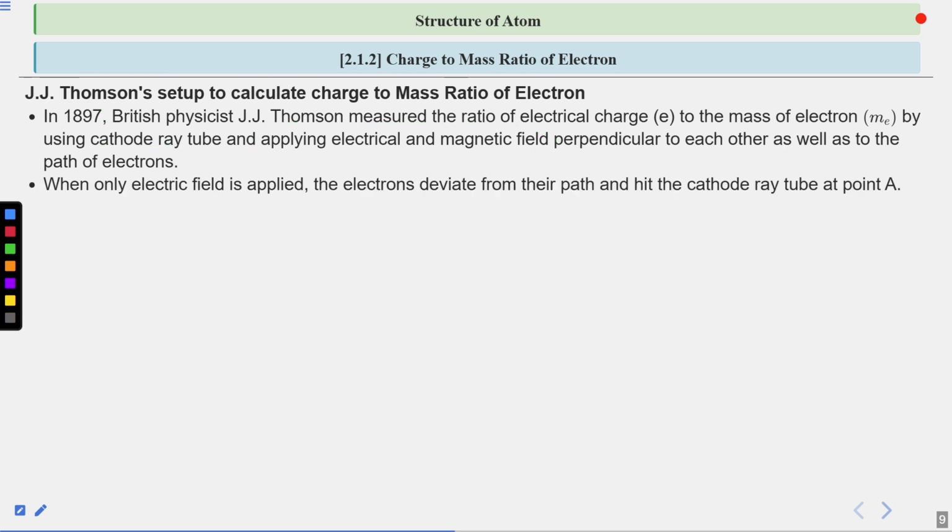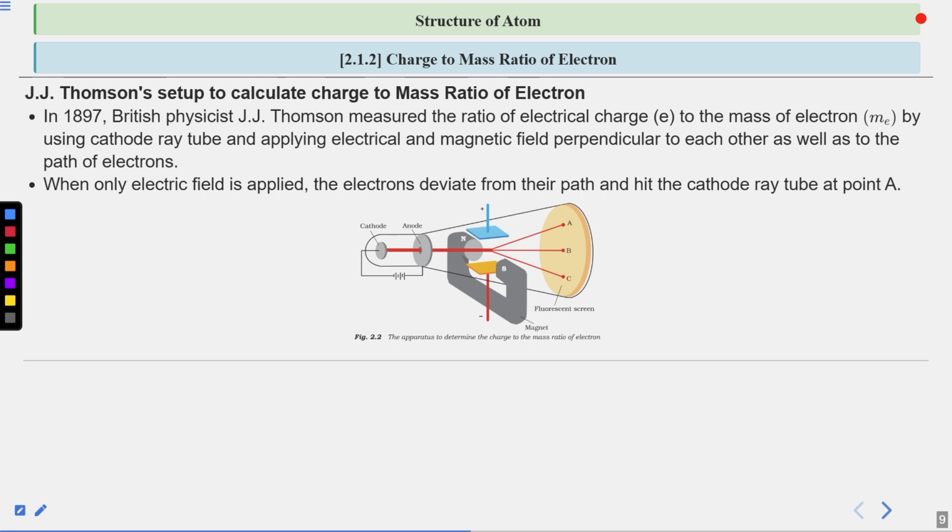Got it? Now two things are there. When only electric field is applied, the electrons deviate from their path and hit at the point A. So this is your J.J. Thomson experiment. So he has taken that same cathode ray tube but with some modification. What was that modification? So try to understand this modification. This is very important to understand.